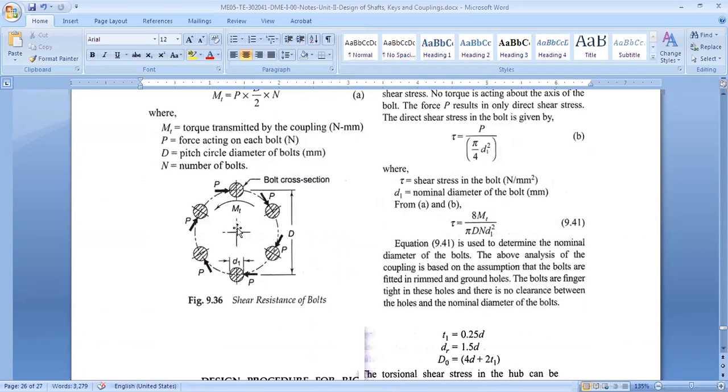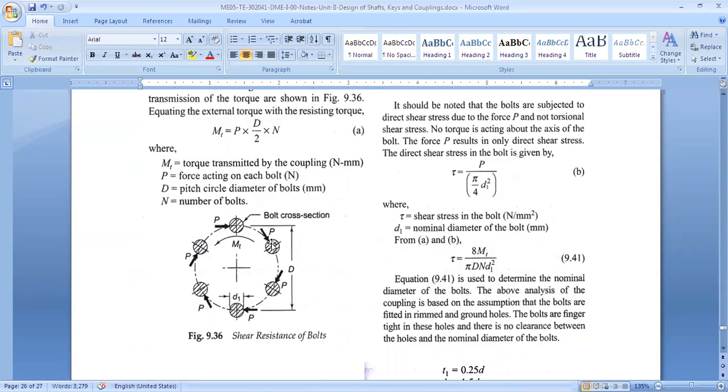Here, take a look at the diagram, shear resistance by the bolt. If P is the load in each bolt, your total load is P into D by 2, the radius, multiplied by the number of bolts. So one bolt will be able to take a torque of P into R, P into D by 2, and the number of bolts is n, then P into D by 2 into n will be your total torque. So if we compare that torque with load into D by 2 into n, then we can find out the diameter of the bolt.